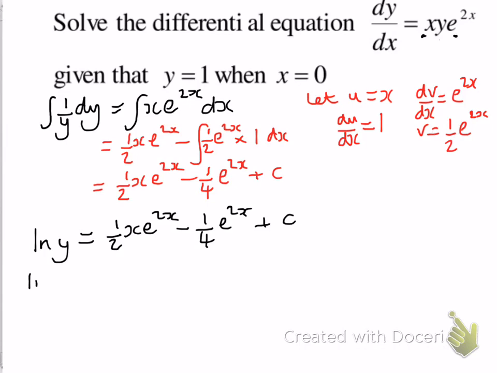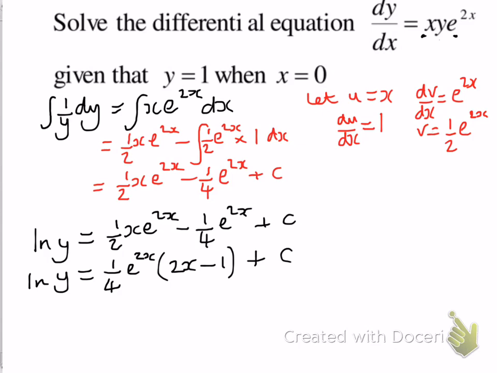And writing it in a slightly neater way, I can therefore say that a quarter e to the 2x, so taking out a factor of a quarter and e to the 2x, will give me 2x minus 1 plus my constant c.